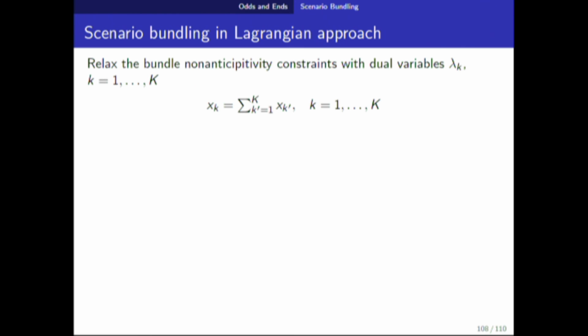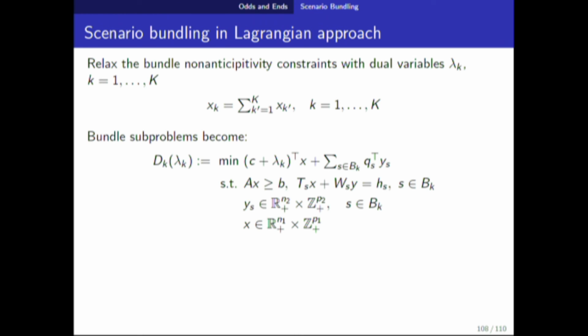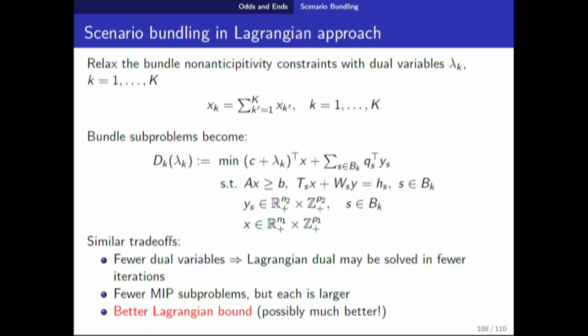And then we relax those nonanticipativity constraints, and you get these bundle subproblems that will look like this. And so it's similar to what we saw before for the cutting plane-based approach: the bundle subproblem got bigger. Now we have all the scenarios associated with this one bundle showing up in this one subproblem. So that's the trade-off. You get a bigger subproblem, but fewer subproblems. So we have fewer MIP subproblems, but each is larger. We also have fewer dual variables. So maybe solving that Lagrangian dual problem might be a little bit easier. But again, we might get a much better Lagrangian bound, okay, because of that bundling effect. Okay, so that's the benefit.